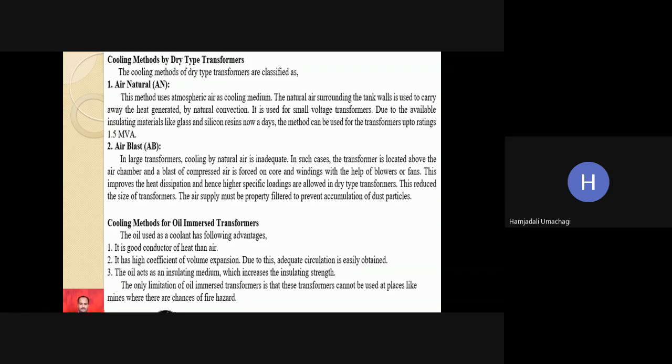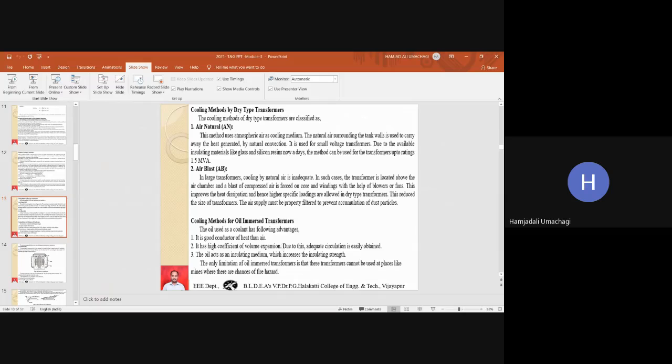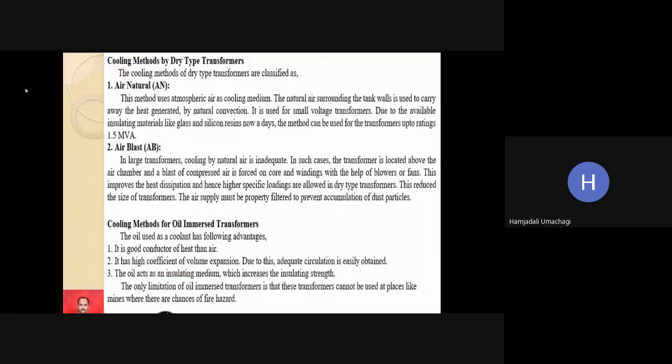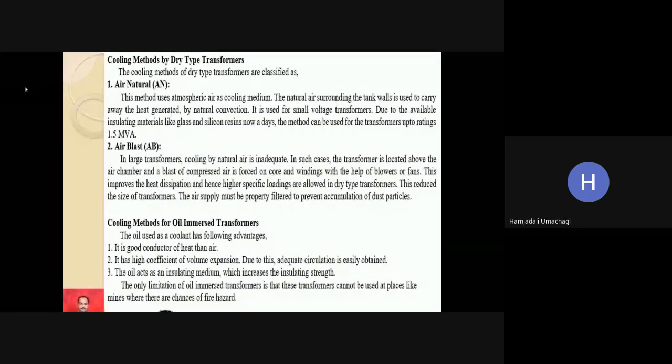In large transformers, cooling by natural air is inadequate. Suppose the rating of the transformer is very large, then natural air is not sufficient to carry the huge amount of heat, because in a large rating transformer losses will be more, then heat will be more. In that case, some advanced air we have to use. That advanced air is nothing but some compressed air or some conditioned air.